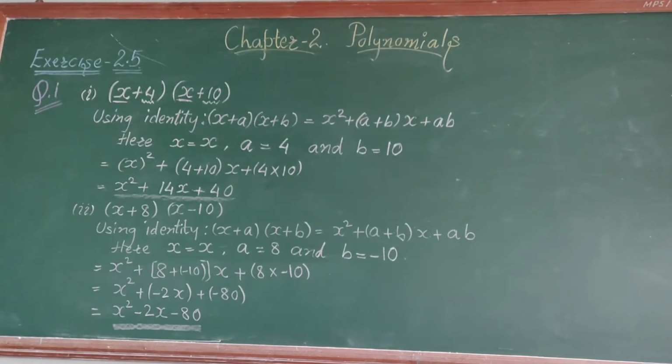So question number 1 of exercise 2.5. Use suitable identities to find the following products. Question number 1 is (x + 4)(x + 10).